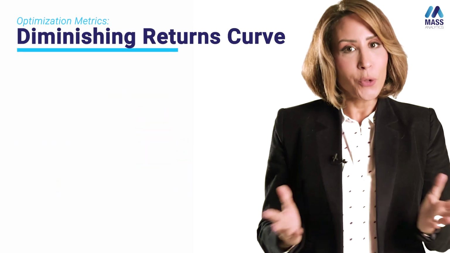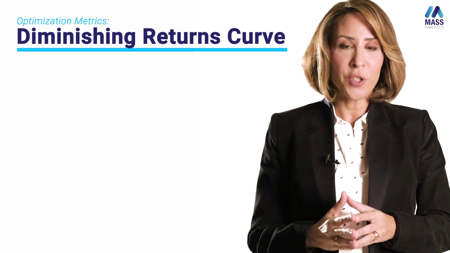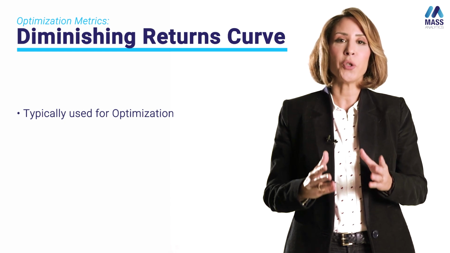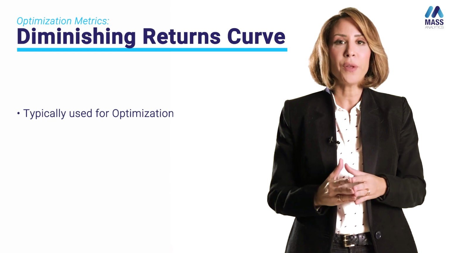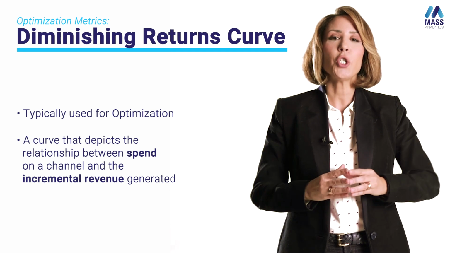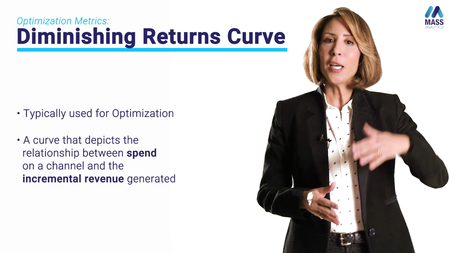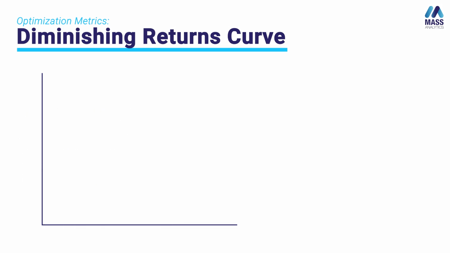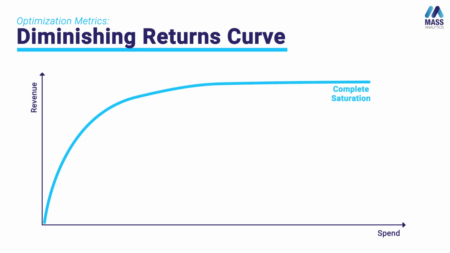Diminishing returns. Of course, we cannot talk about optimization without mentioning the backbone of any optimization exercise, which is the diminishing return curve. It is simply a curve that depicts the relationship between spend on a channel and the incremental revenue generated by that channel. Obviously, if we divide the incremental revenue by the spend, we obtain the ROI. Now, the relationship between spend and revenue is not linear, it's actually concave, meaning that the more we spend on a particular channel, the more revenue we get, but at a slower and slower pace.